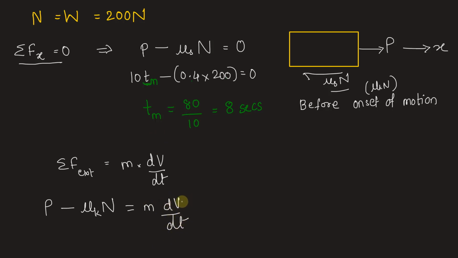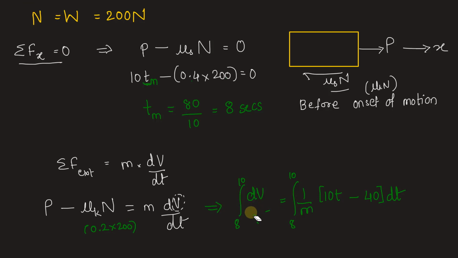Now we are aiming to find out this velocity. To find velocity, we will have to integrate. So first let's rearrange. In terms of velocity, we have dv by dt is equal to 1 by m into P, which is 10 times t, minus mu k N, which is a constant. Let's just calculate this: 0.2 into 200, which is 40. Let's integrate from 8 to 10 seconds. Of course, this dt has to go this side.